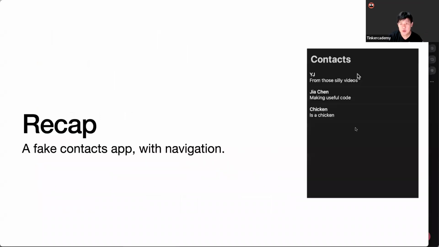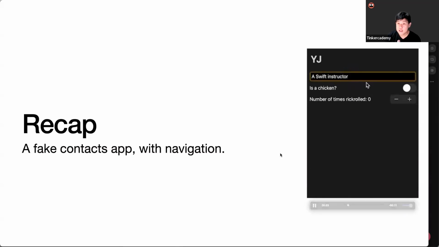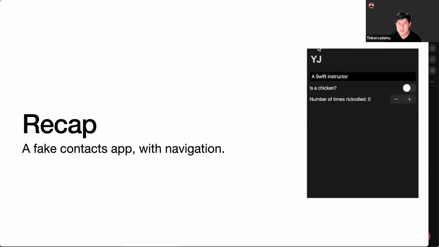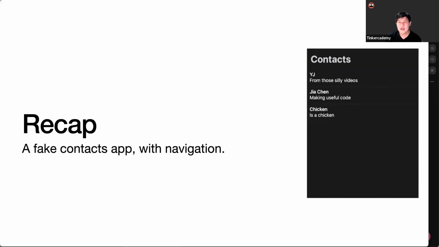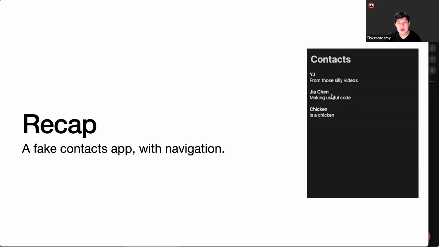Okay, so this is what we did in lesson 5, right? So we did this little fake contacts app. Okay, and it's fake because you have to manually go and write in all these things. I can see over here, I tap on Chia-Chen, right? It actually shows YJ. Okay, but I think it looks fairly convincing, right?